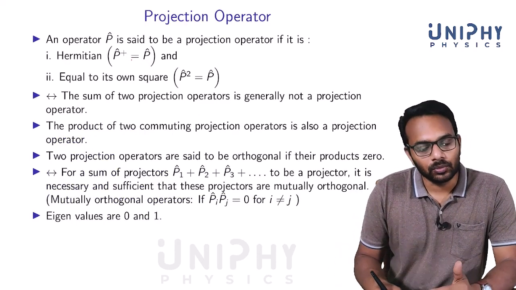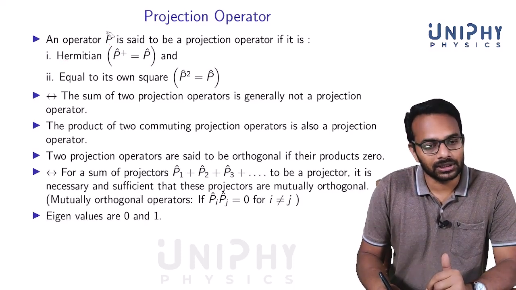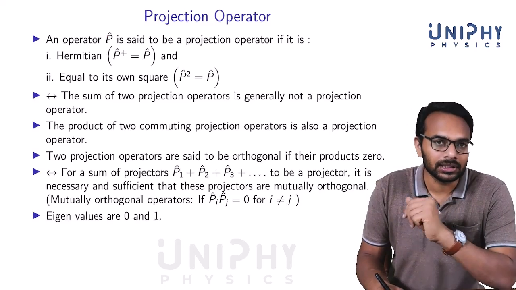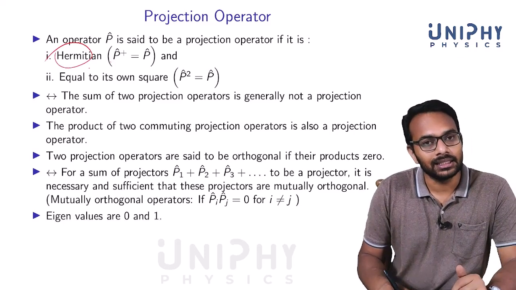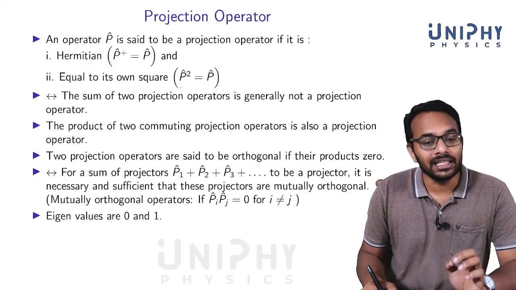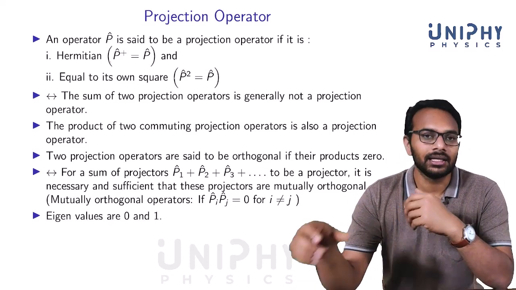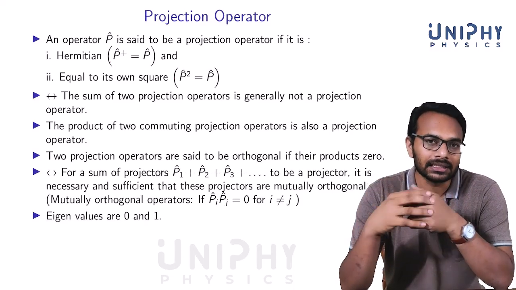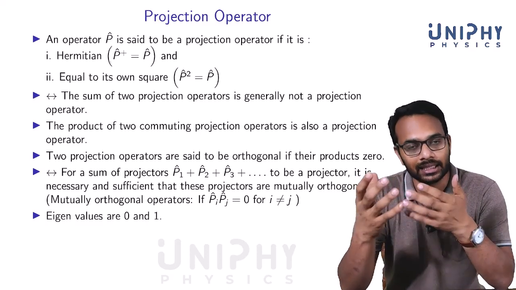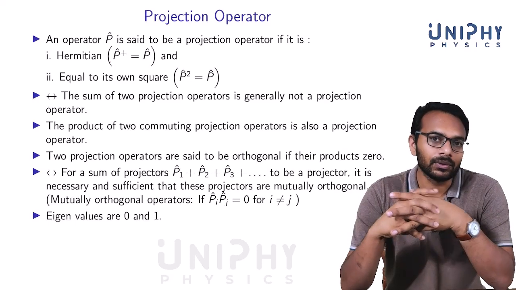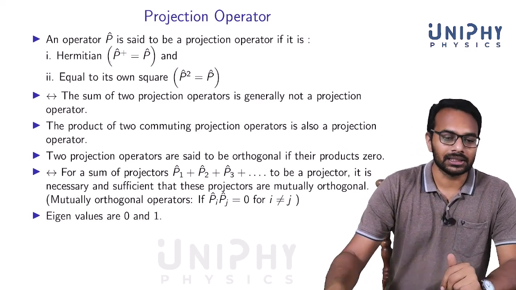So let's look at what's called the projection operator. This is the definition of a projection operator. An operator is said to be a projection operator if it satisfies two things. One thing is that it has to be Hermitian, and it has to be equal to its own square. So if in a question an operator is given and they are asking whether it's a projection operator, these are the two things that you need to check. You need to check whether it is Hermitian, and you have to check whether squaring the operator gives itself.